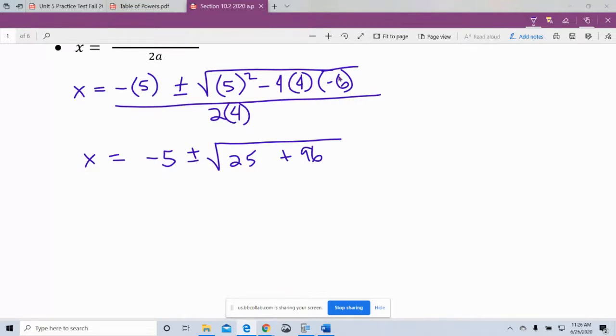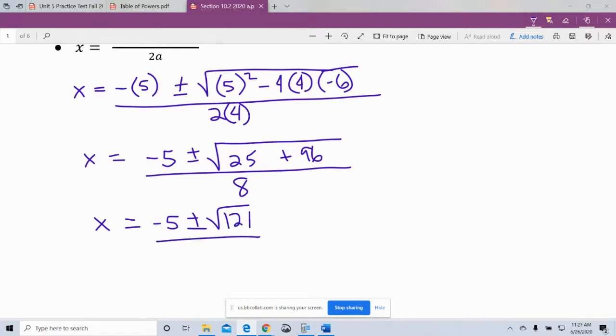You have 2 negatives here, so the answer will be positive. So 4 times 4 times 6 is 96. 2 negatives make it a positive. And then I'm dividing it all by 2 times 4, which is 8. Next, I am going to go ahead and do the addition in my radical. So 25 plus 96 is 121. And then that's going to get divided by 8.